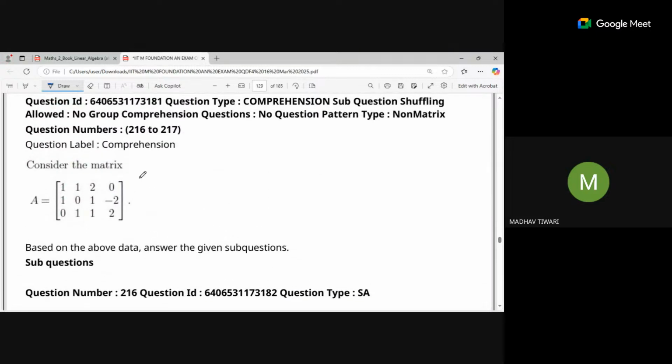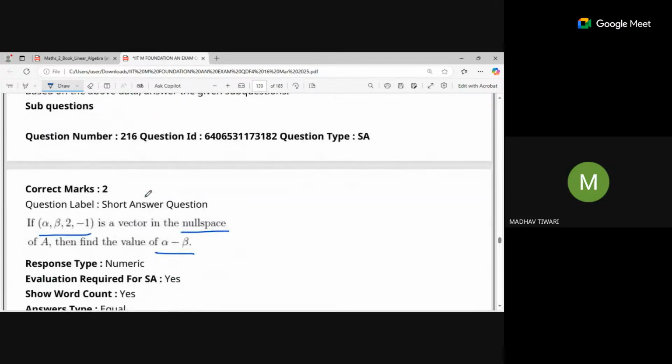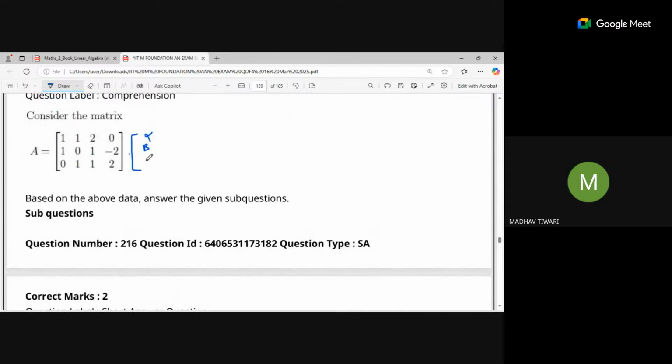So A is here. If I find any vector that belongs to the null space, then Ax will be equal to 0. So the vector I am given is alpha, beta, 2 and minus 1, and it is going to be equal to this 0 vector. If I do the multiplication on the left hand side, I will get 3 equations.